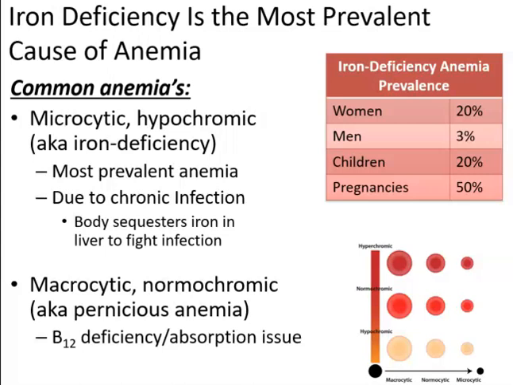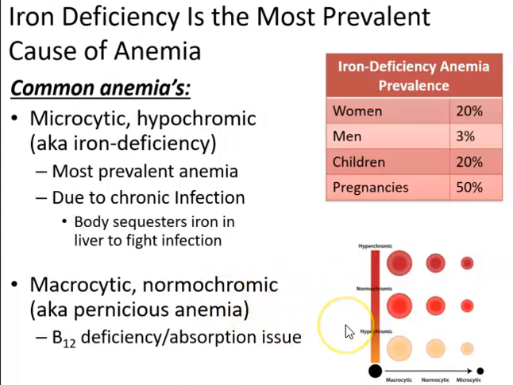And we can see the percentages of iron deficiency anemia and the prevalence throughout the different groups. So with women, iron deficiency anemia affects about 20%, 3% in men, 20% in children, and we can see that the larger population is pregnant women. And this is due to an increased blood volume. If there's a large plasma increase due to pregnancy, it is difficult to increase the red blood cell output to match the increasing blood volume.